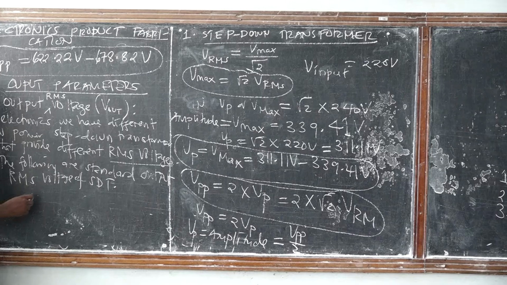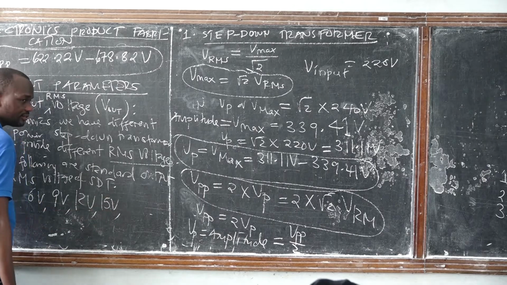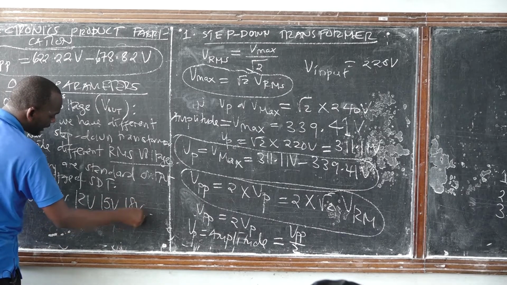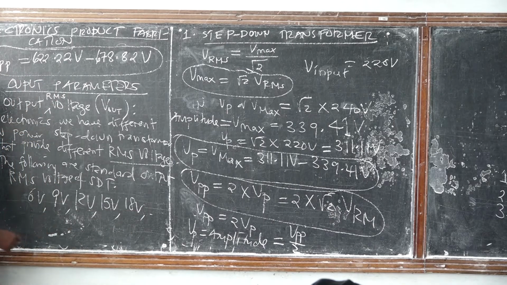We have a step down transformer that can provide 6 volt. Stop writing and stop drawing. We have a standard transformer that is providing how many volt? 6 volt. The other one provides 9 volt. Then the other one provides 12 volt. But these are root mean square voltages. The other ones provide 15 volt, then 18 volt, then 24 volt, and 48 volt.